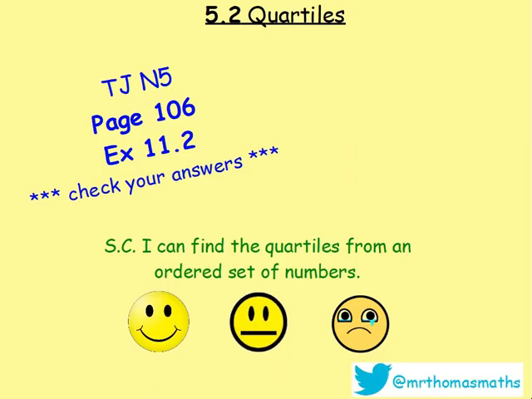Once you feel quite confident with that, give some of these questions a shot. There is an exercise in the TJ National 5 book, page 106, exercise 11.2. Good luck with finding your quartiles, but just remember, the numbers have to be in order. Make sure you are ordering your numbers, first of all, from smallest to largest. Good luck.